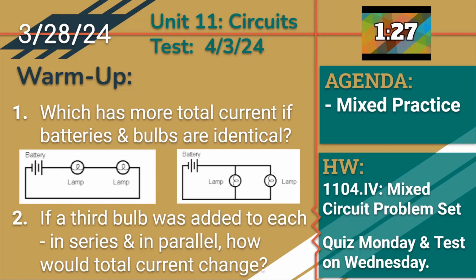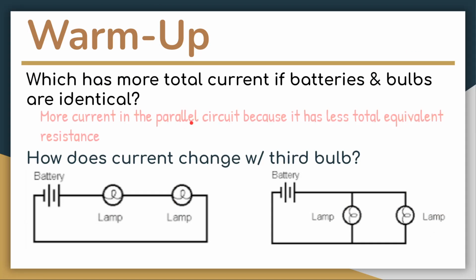What do we think? Which one has more current, series or parallel? Parallel. Yeah, good. Parallel is going to have more current because it has less resistance. Again, whenever you're looking at the equivalent resistance for your series circuit, you're adding these together. Whereas when you do that with a parallel circuit, you are adding them, but as 1 over whatever that resistance is, plus 1 over whatever that resistance is. You've added another pathway, and so this will have less resistance and therefore more current. So more current in parallel because it has less total equivalent resistance.